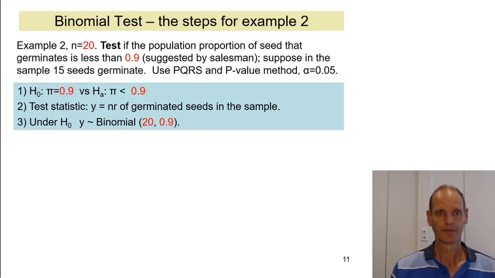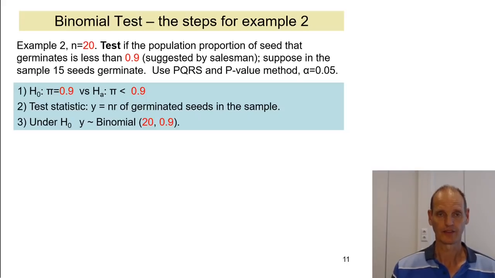Then step 3, and remember, steps 2 and 3 are just given to you. You don't have to invent them. Under the null hypothesis, y has a binomial distribution, n is given as 20, and under the null hypothesis, pi is 0.9. Well, then the other steps follow as usual.